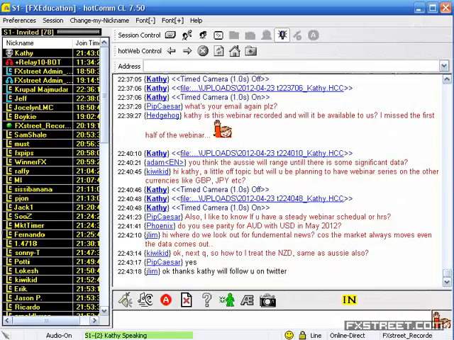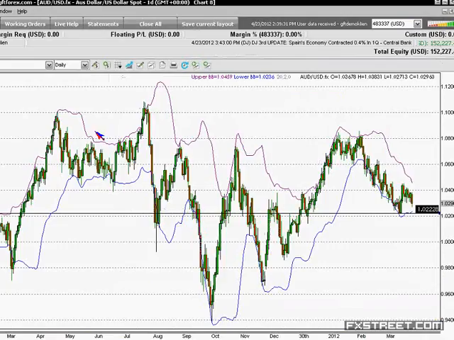The Kiwi dollar is similar to the Aussie dollar, but it's got its own nuances and is not completely identical to trade. Trading Aussie is not the same as trading Kiwi.